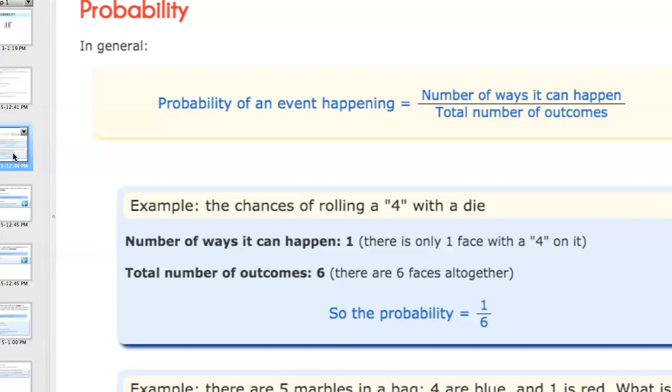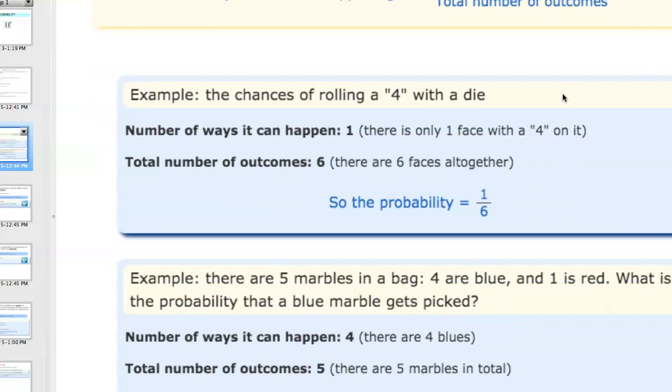Probability in general is the number of ways that it can happen divided by the total number of outcomes there are. So for example, the chances of rolling a number 4 on a dice. Well, you can roll a 4 one time, and there are 6 total outcomes. So I could roll a 1, a 2, 3, 4, 5, or 6. So the probability of rolling a 4 is 1 out of 6, 1/6.